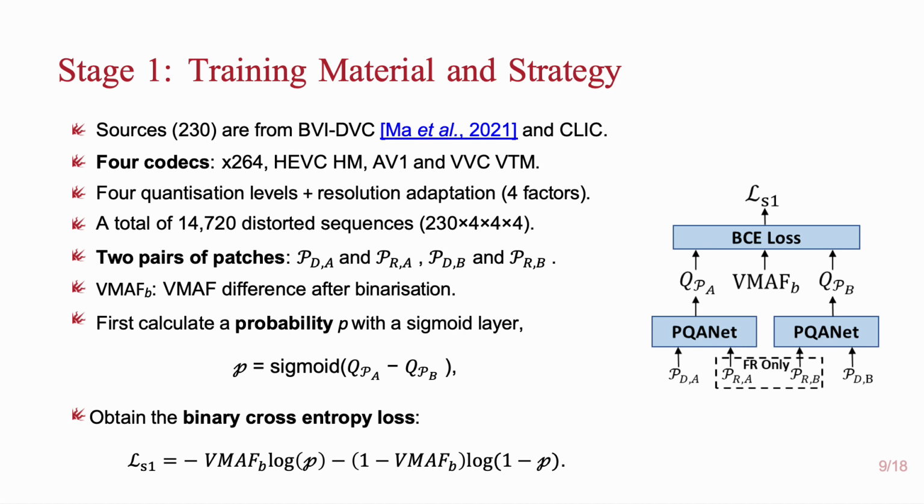During the training process, we take 2 pairs of the patches to output the product quality indices, Q patch A and Q patch B. We first calculate a probability P using the quality indices Q patch A and Q patch B with a sigmoid function. We process the probability P and the VMAF difference after binarization, VMAF B, by binary cross entropy loss as the Stage 1 loss function.